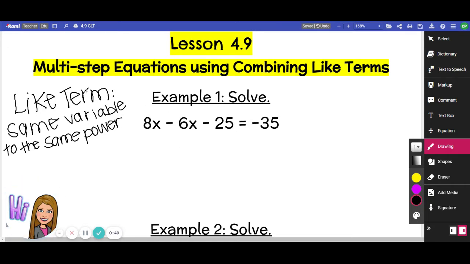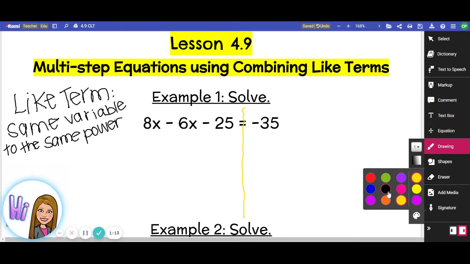So when we look at this first example, we've got 8x minus 6x minus 25 is equal to negative 35. So knowing that this is an equation with an equal sign, the first thing that I'm going to do is draw my wall in because I know that I need to keep both sides of this equation balanced at all times. And then the next thing I need to do is look at what I've got on both the left and the right side. And when I look at 8x minus 6x, I notice that I have like terms.